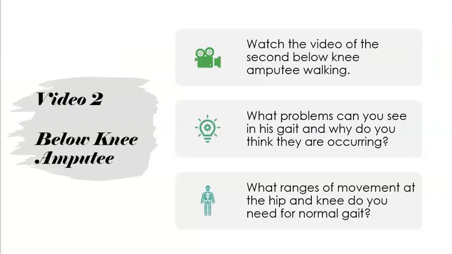We'll move on to the next case study, which is video 2. Who's another below knee amputee. This time it's a male. What we need to do is watch the video of them walking and then see what problems you can see in their gait, why you think they're occurring, and then what ranges of movement at the hip and the knee are required for normal gait. So stop the video now.